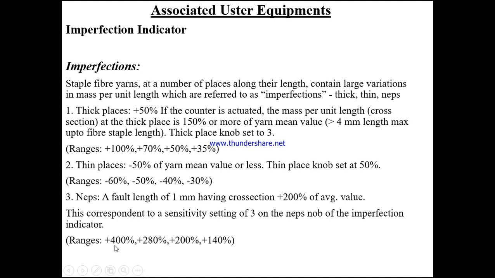So there are naps of various ranges such as more than 400% of the yarn diameter, more than 280%, more than 200%, or more than 140% of yarn diameter. So there are various ranges of setting that can be done in the Worcester equipment for the detection of the naps. So these thick places, thin places and naps are called yarn imperfections.